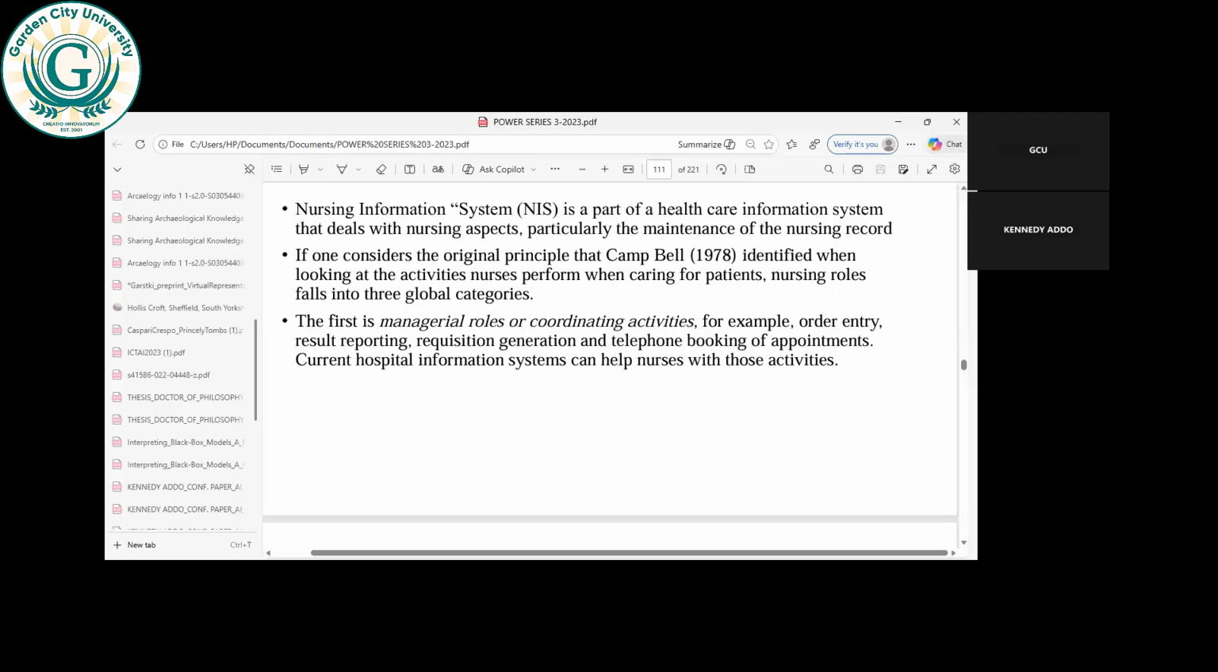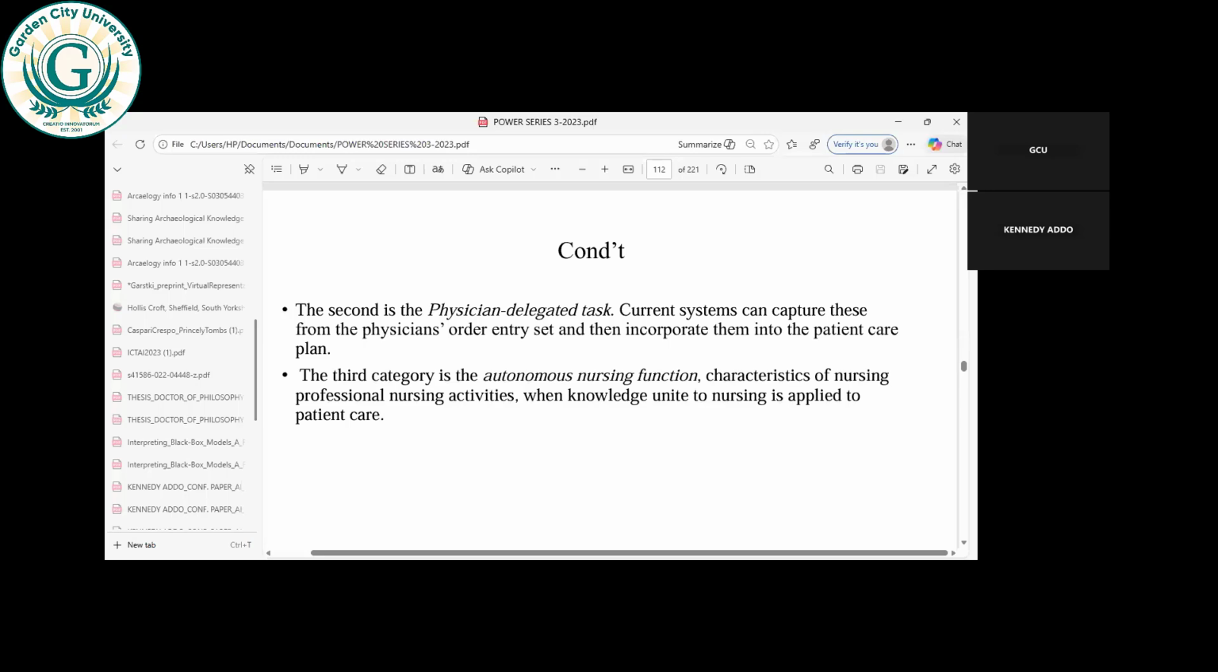So managerial roles involve order entry, resource reporting, and requisition generation, and that is why the procurement department is tied to, or part of, electronic health records to guide us in making the needed requisition. Then telephone booking of appointments. The current hospital information system can help nurses with these kinds of activities. The next one is physician delegated tasks. The current system can capture these from the physician order entry set and then incorporate them into the patient care plan. Then the next one is nursing autonomous function.